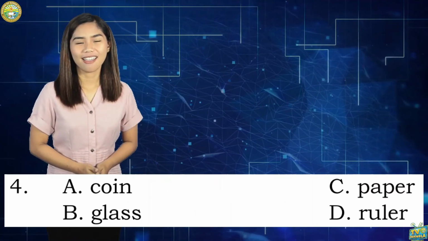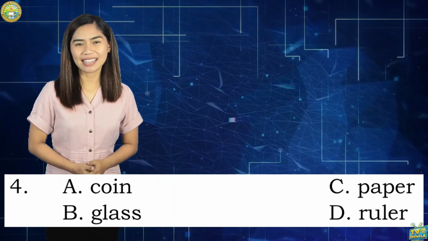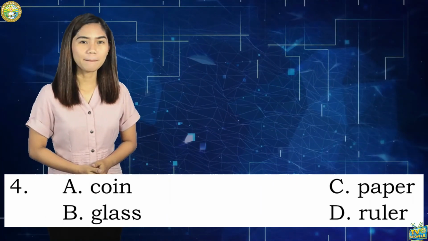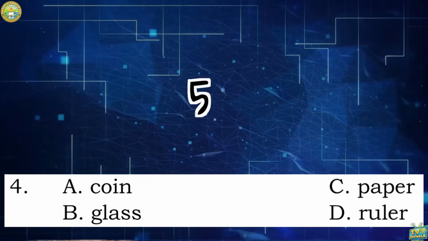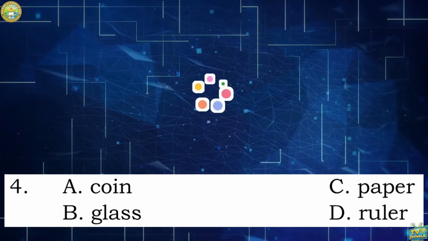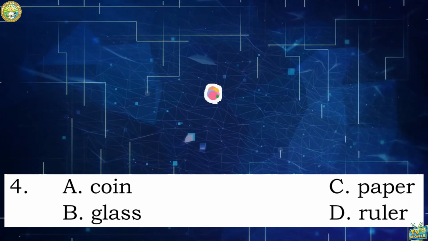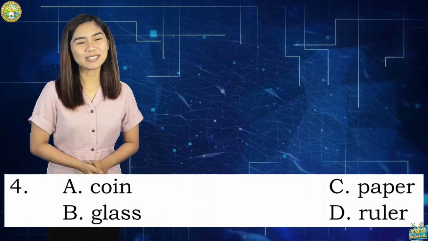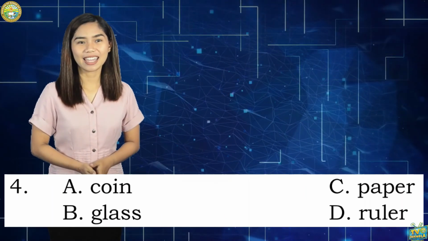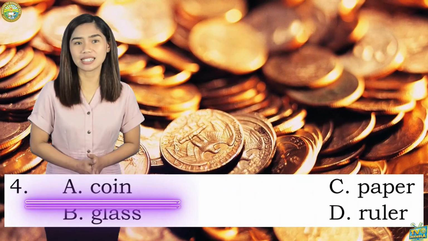Number 4. A. Coin. B. Glass. C. Paper. D. Ruler. The correct answer is letter A, coin, since coin is a conductor of heat.